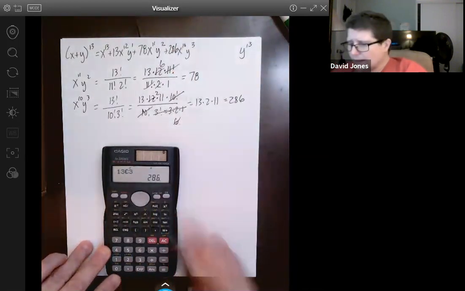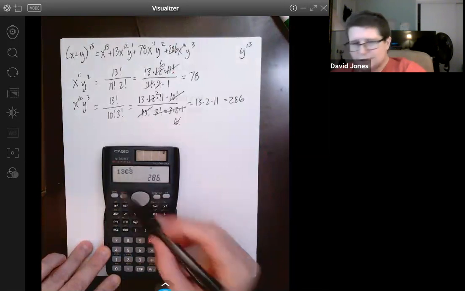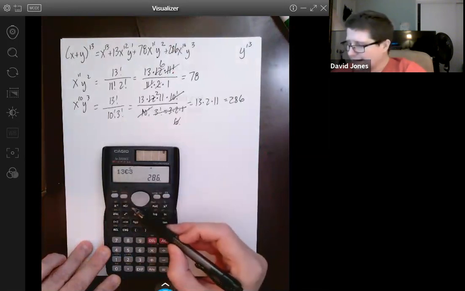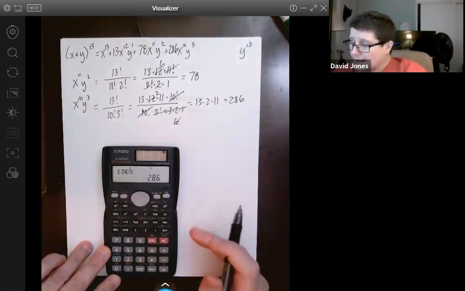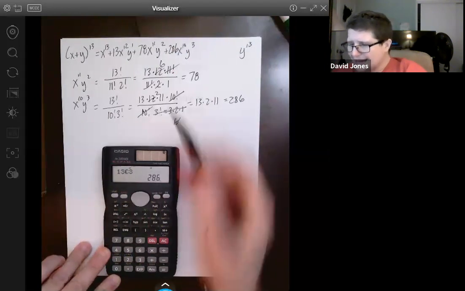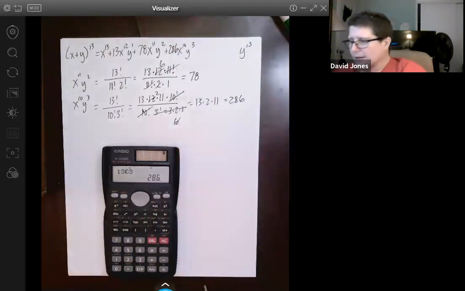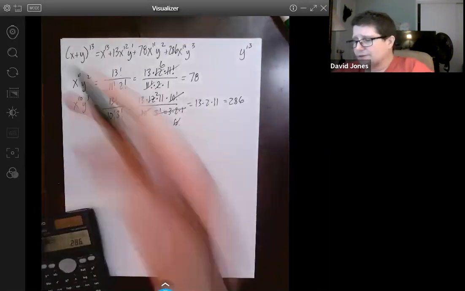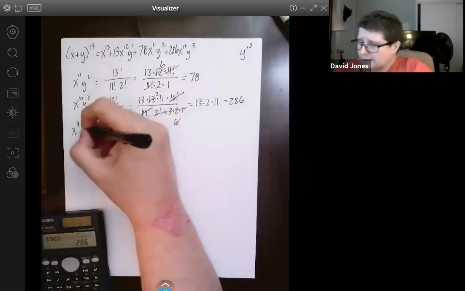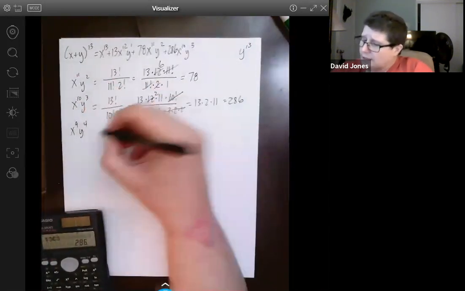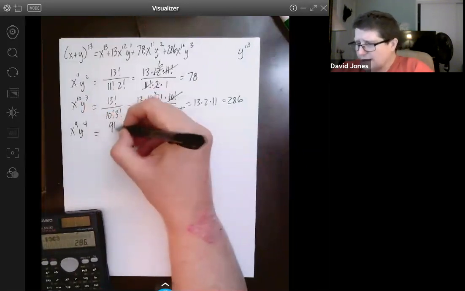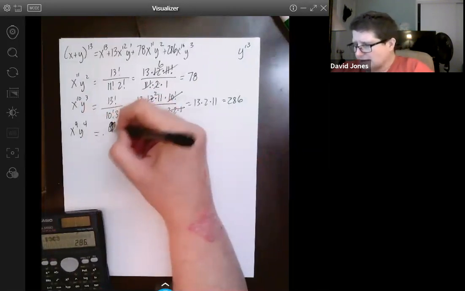So that's how it works. Now on my calculator, I have to enter the 13 before I hit nCr, and then I hit the 3. But you can do them by hand. That's why I was working them out by hand to show you. If we do the next term, just take a look at it. Why don't you pause the video and figure out what this is?